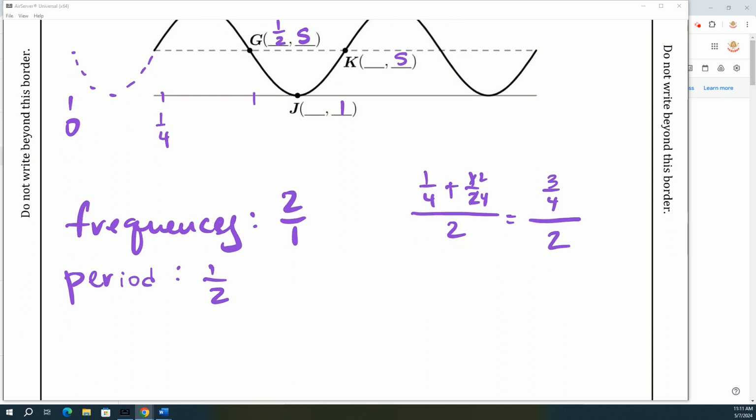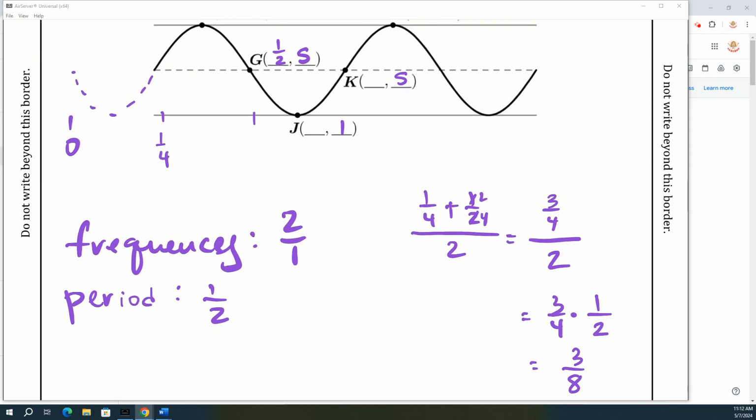All right, if you can't do that, it's okay. You're going to take the 3/4 and multiply it by the reciprocal of 2, and then multiply across the numerator and across the denominator.